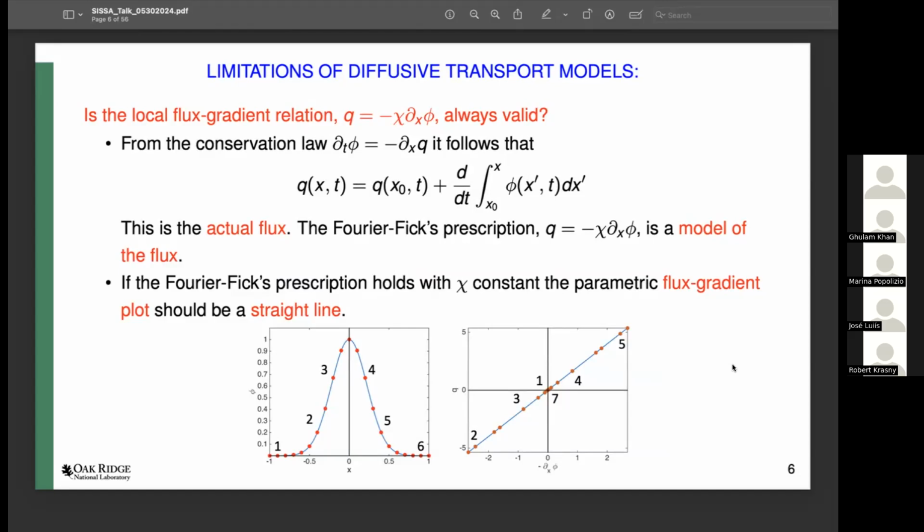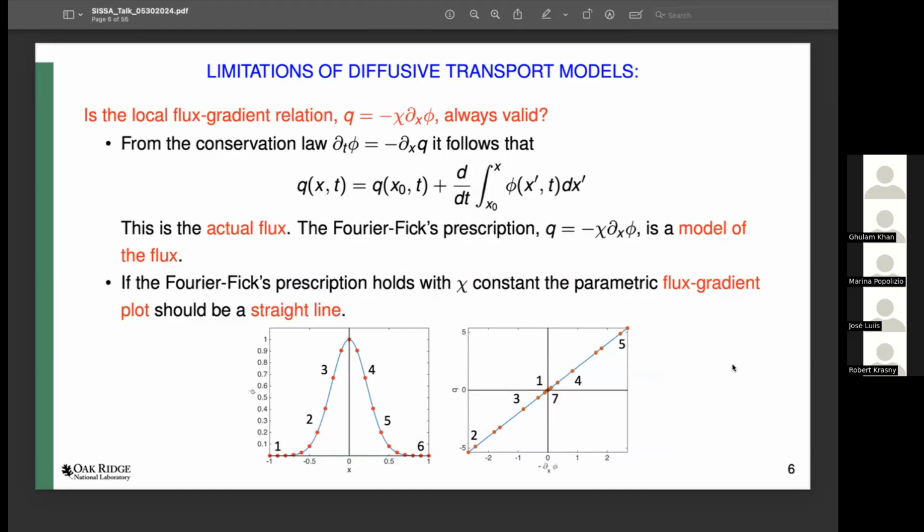Because in reality, the mathematically correct expression of the flux is what you see in my slide, which is just the integral of the rate of change of the integral of the total concentration. This is the actual flux. And what Fick or Fourier did is an approximation of that.